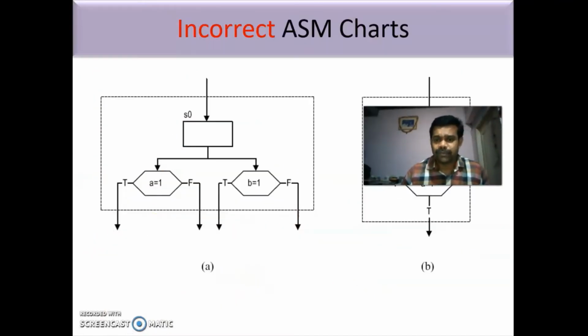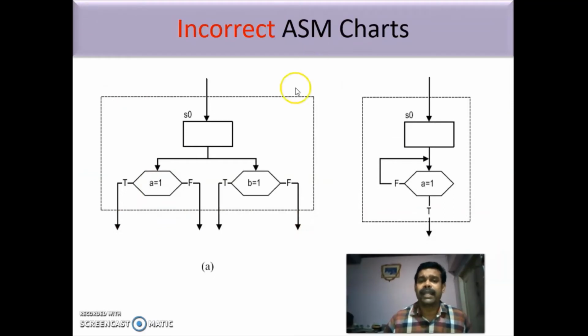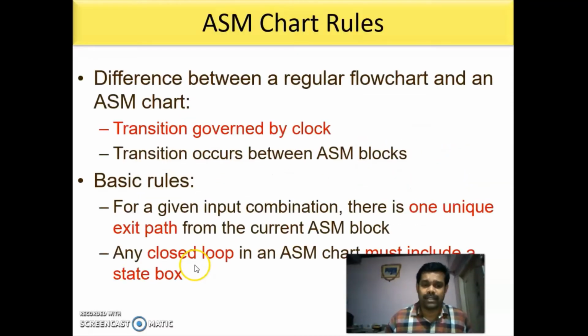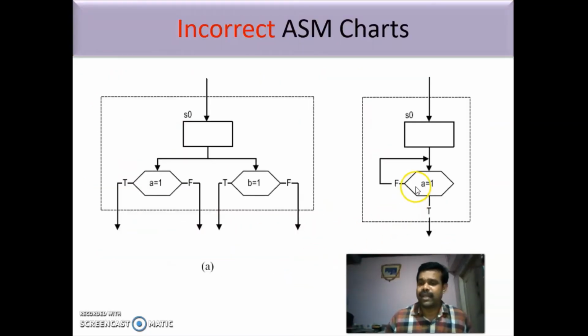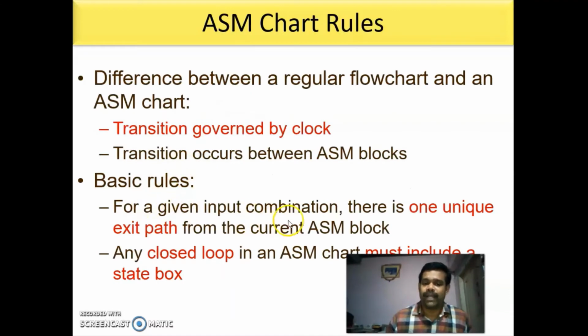Now, these are the incorrect ASMs. Incorrect ASM means the state box must have only one conditional box. Here you are having two conditional boxes. It is also wrong. Similarly, a loop must have a state box. The second one, any closed loop in ASM chart must include a state box. So here the loop we are taking it to the conditional box, so it is wrong. Similarly, here the first one, for a given input condition, there is a unique exit path from the current ASM block.